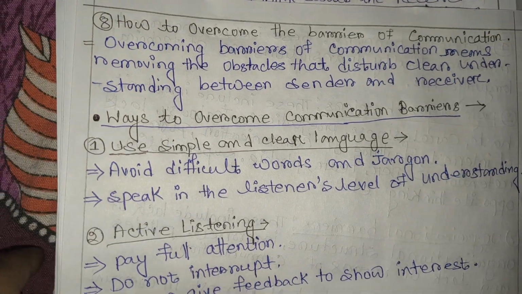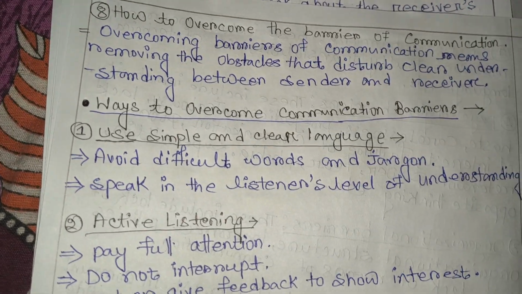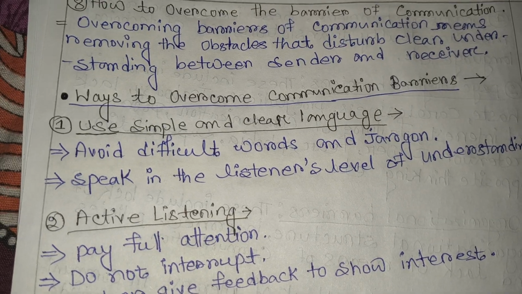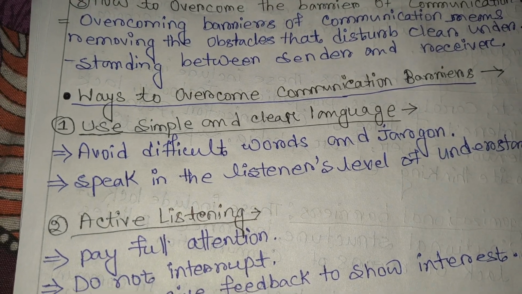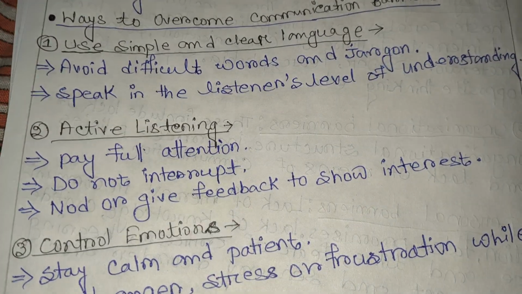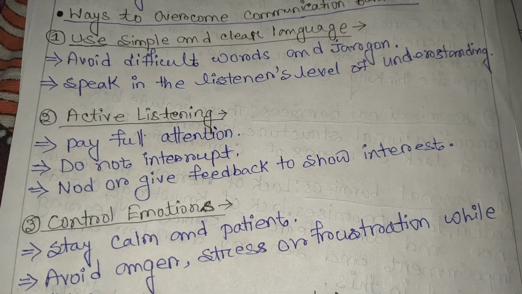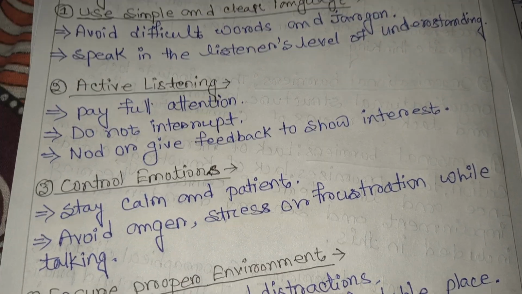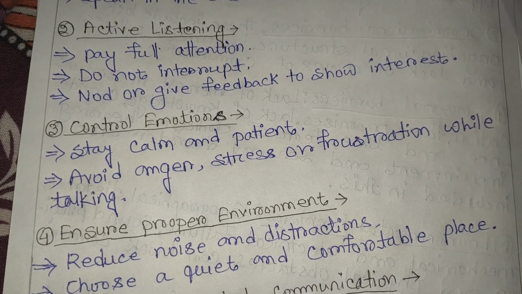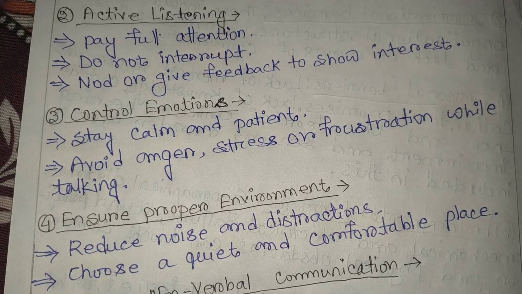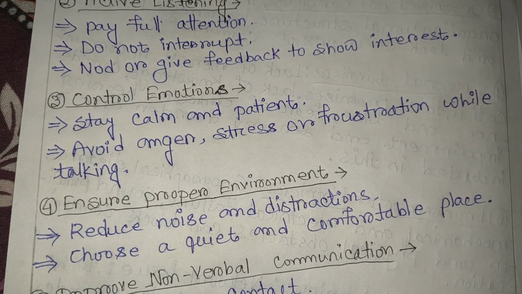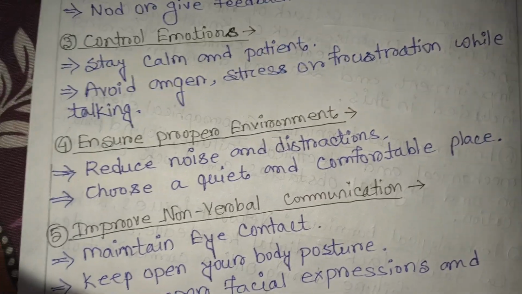How to overcome the barriers of communication. Overcoming barriers of communication means removing the obstacles that disturb clear understanding between sender and receiver. Ways to overcome the communication barriers are: use simple and clear language, avoid difficult words and jargon, speak at the listener's level of understanding. Active listening: pay full attention, do not interrupt, nod or give feedback to show interest.